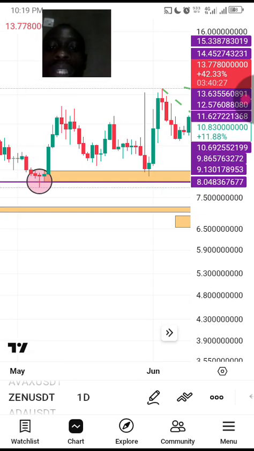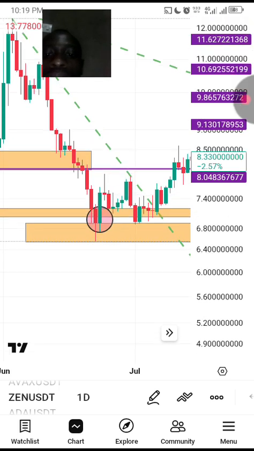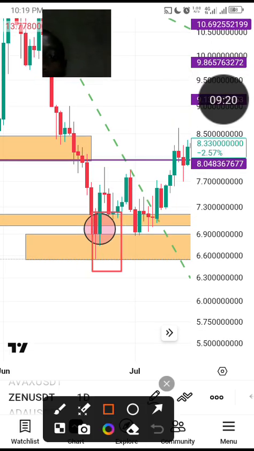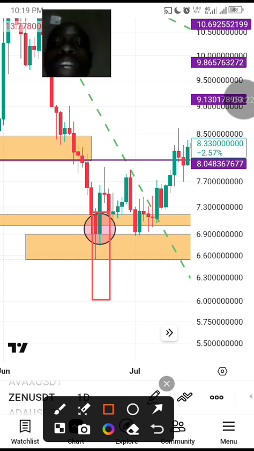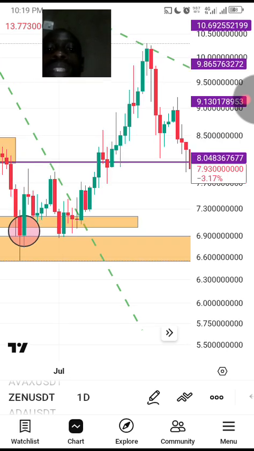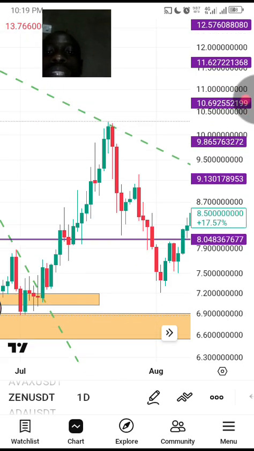Yes, look, it came here to test this zone. Again, we got this candle here. When you get the candle that has stopped out like this one, that's when you have to enter. Yes, you can see, you enter immediately. You enter after getting that. Yeah, you can see we got.